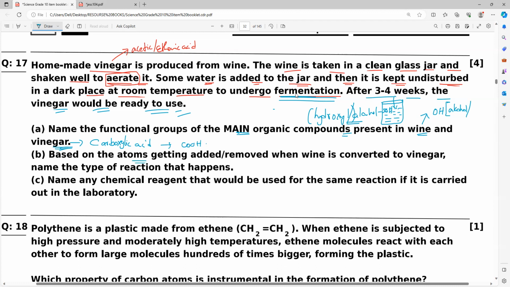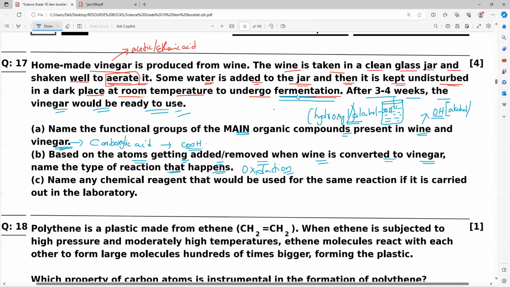Next. Based on the atoms getting added or removed when wine is converted to vinegar, name the type of reaction that happens. Anybody? So from OH we are getting COOH. So what reaction will it undergo? Oxidation. Oxidation.